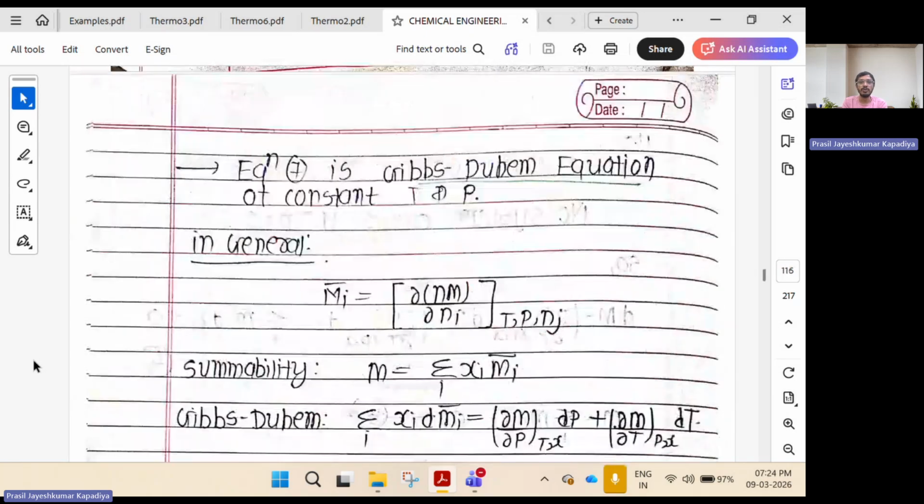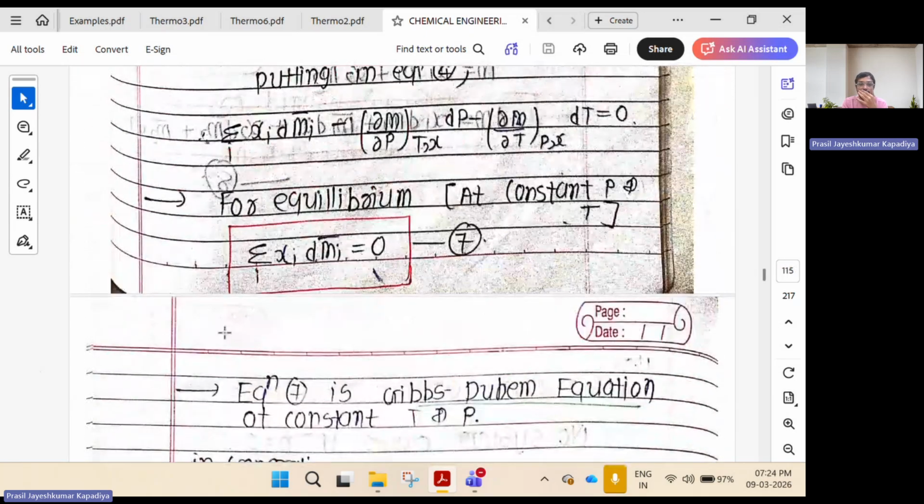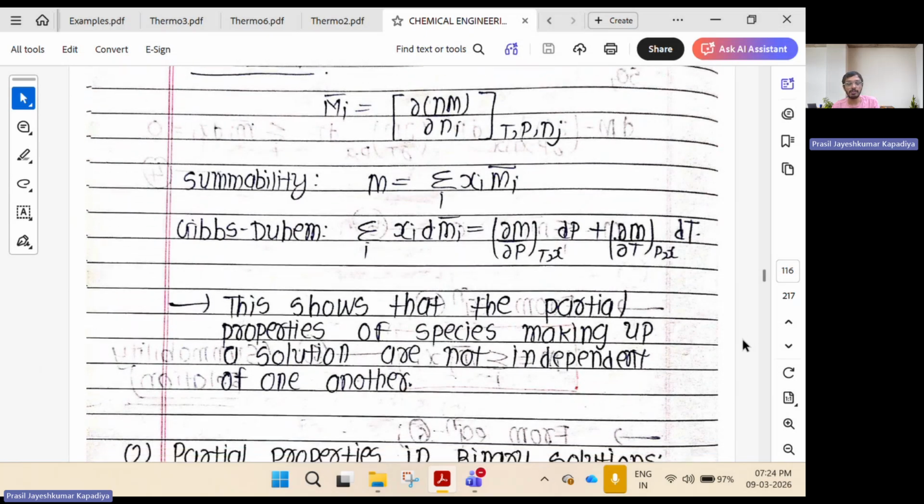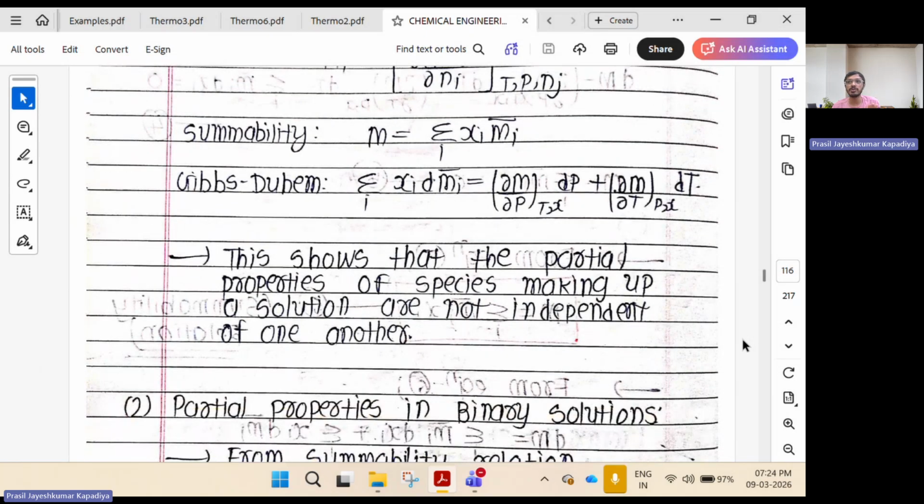Then we derived the Gibbs-Duhem relation at constant temperature and pressure, that summation xi dMi bar is equal to 0. And if not at constant temperature and pressure, then summation xi dMi bar is equal to del M del P dP plus del M del T dT. So this shows that the partial properties of the species making up a solution are not independent of each other.